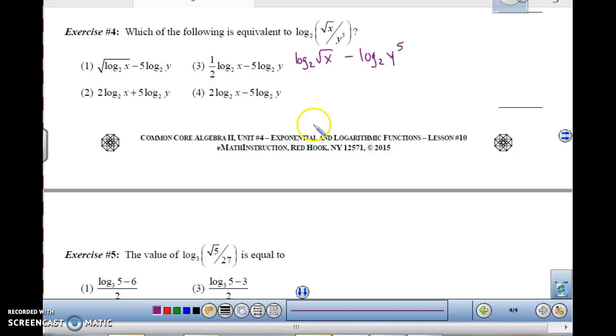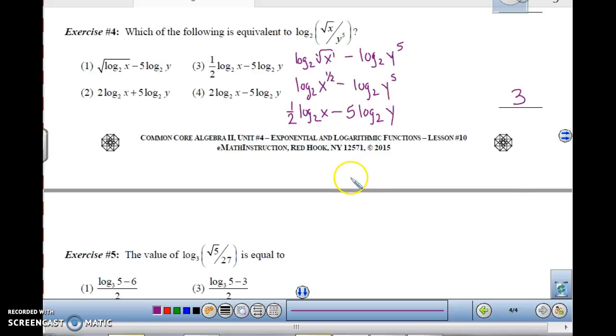All right, now, the square root of x. How can we write that using an exponent? Well, power over root. The power is 1, the root is 2, so this is going to be x to the 1/2. Okay, so now I have an exponent here. This is the power, it goes out in front, multiply: 1/2 log to the base 2 of x, minus, and this one also goes out in front, 5 log to the base 2 of y. All right, so we have 1/2 log to the base 2 of x minus 5 log to the base 2 of y. That is number 3.